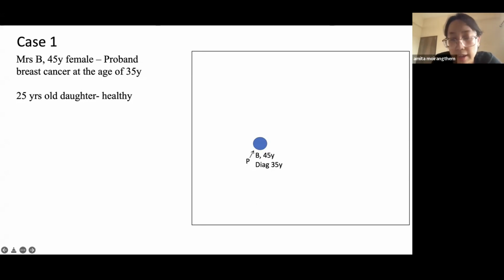She has a 25 year old daughter who is healthy. This horizontal line is the mating line, and the vertical line is the line of the progeny. So this particular individual is her daughter. She is 25 years old, so a circle, and she is clinically healthy, so there is no color. We have not shaded her with any color. This essentially means that she is clinically asymptomatic.